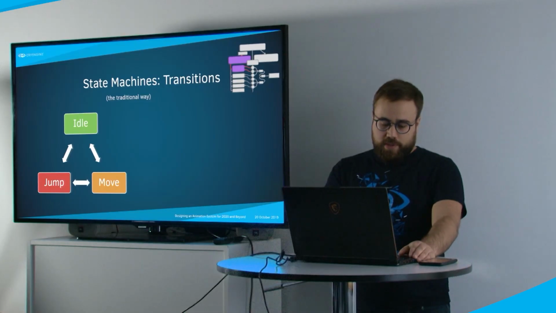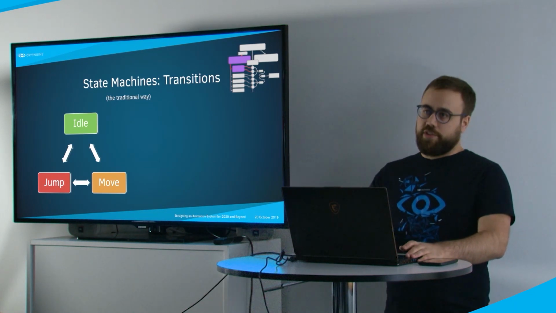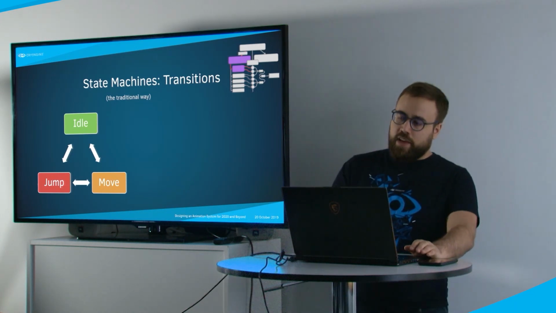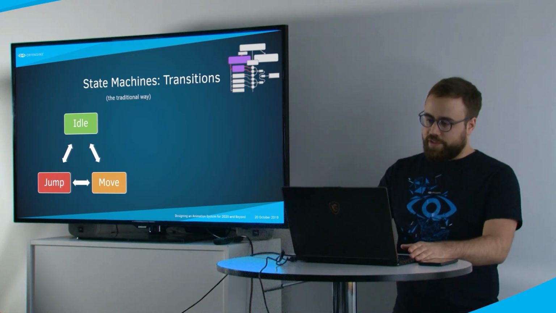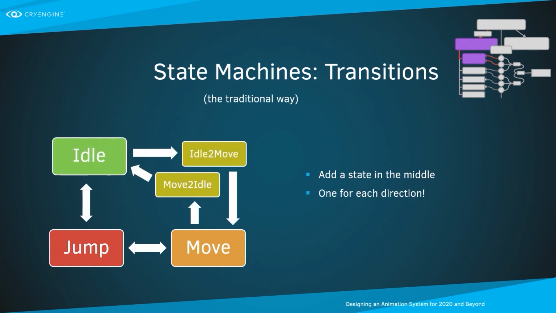So the other main thing that people want to do with state machines, they tend to want to make the transition from one state to another look good. And how this is usually traditionally done is to add another state in the middle. But actually, if you know what you're doing, you know that this is not how you do it, because you need a state for each direction. And as these scale up into all of the possible transitions that you have among all of your states, this starts to become very, very unwieldy.